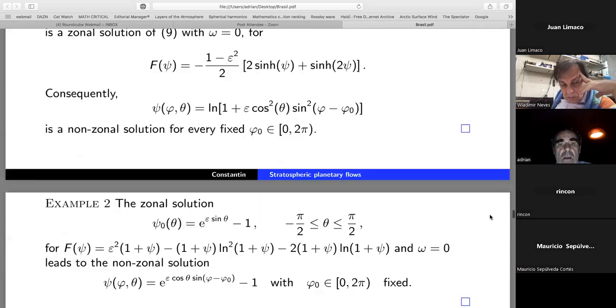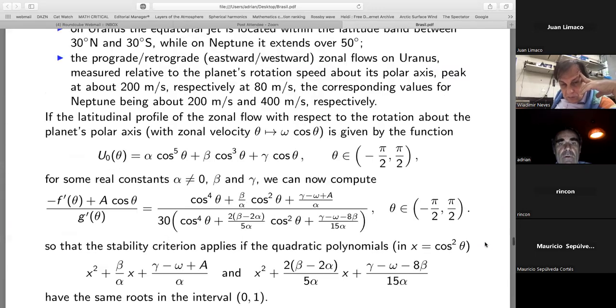How? Well, the flow on Uranus and Neptune is this profile here, this U0. It's a nonlinear velocity that depends on the latitude, and it's 0 at the two poles. And for suitable constants alpha, beta, and gamma, this is a model for what happens in the stratosphere of Uranus and Neptune.